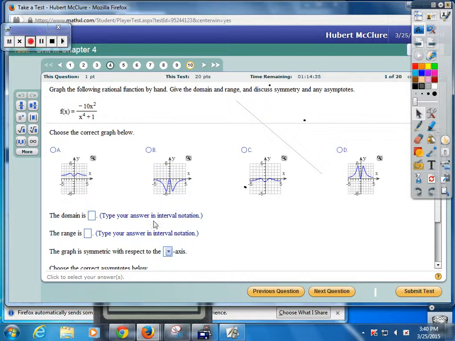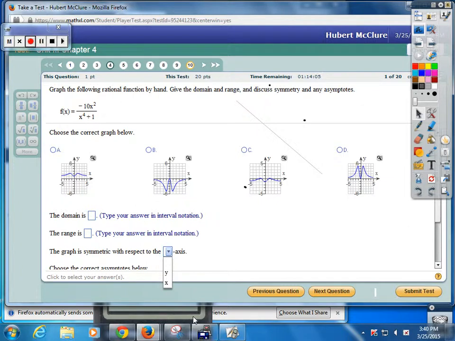Well, we said the domain is all reals, negative infinity to positive infinity. I ain't worried about that. The range for this one would be 0 to positive infinity. This one would be negative infinity to 0. But it's not even asking for the vertical asymptotes, but that's what we're looking for. The graph is symmetrical.